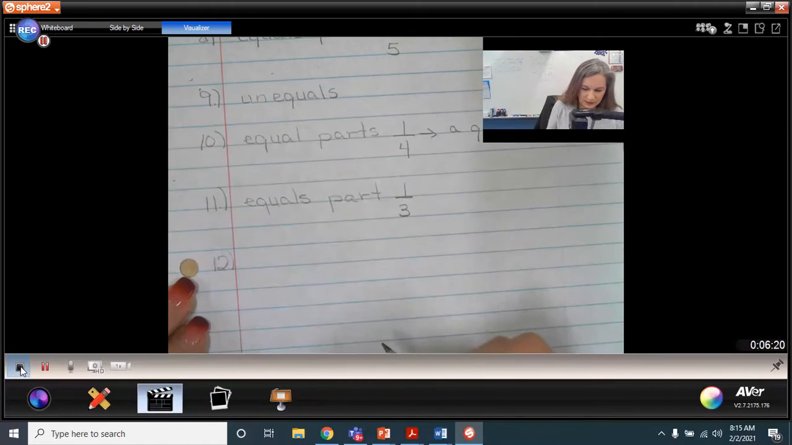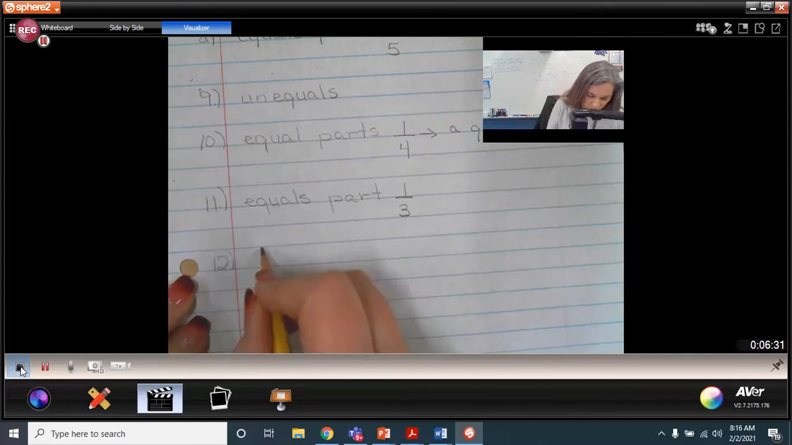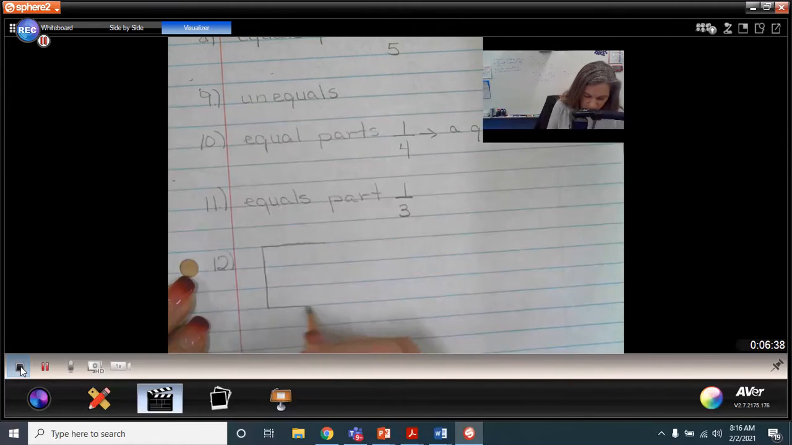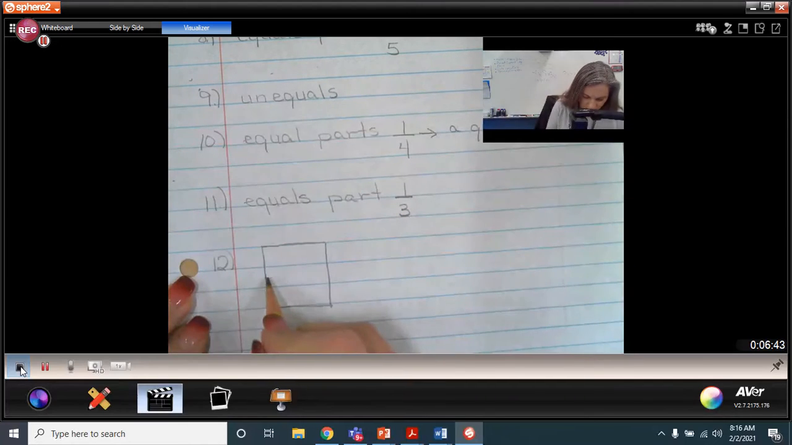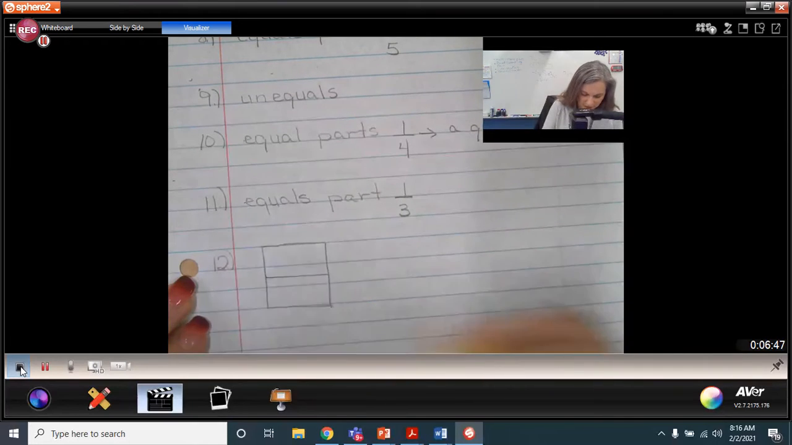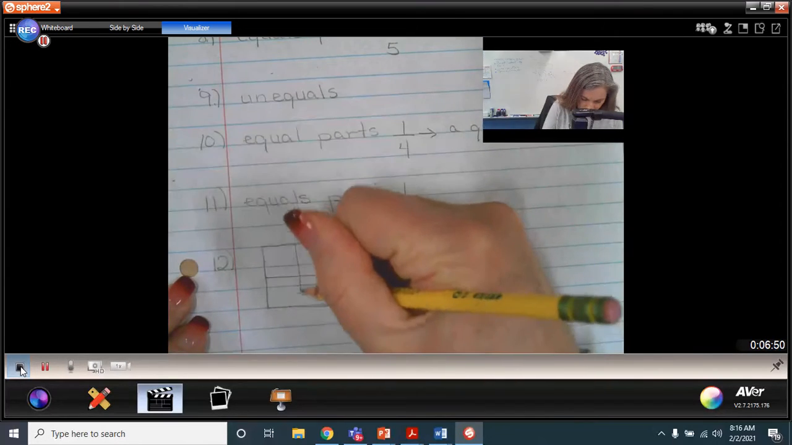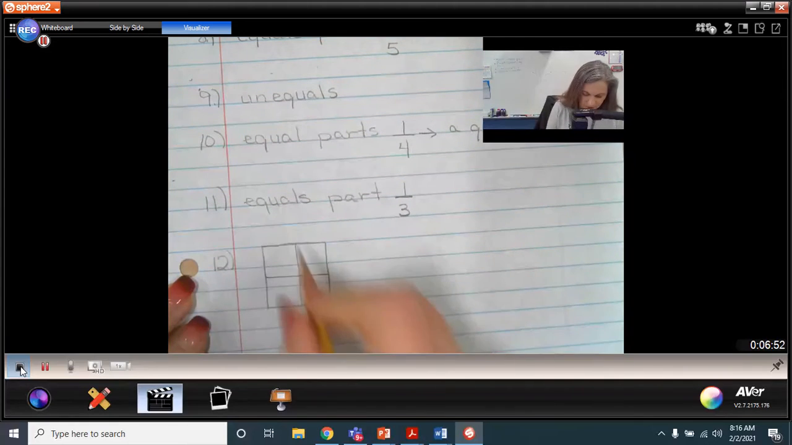Number 12 says to use grid paper. Now, we don't have grid paper. However, I can still use the lines on my paper, the blue lines on my paper, to help me get a good idea of how to draw an equal figure. So let's start with, I'm just going to say a square. And I know that I can break up a square into 4 equal parts by going down the middle, from left to right, and down the middle from top to bottom.